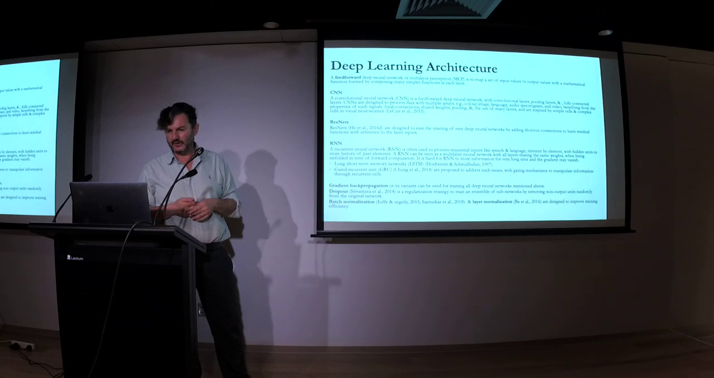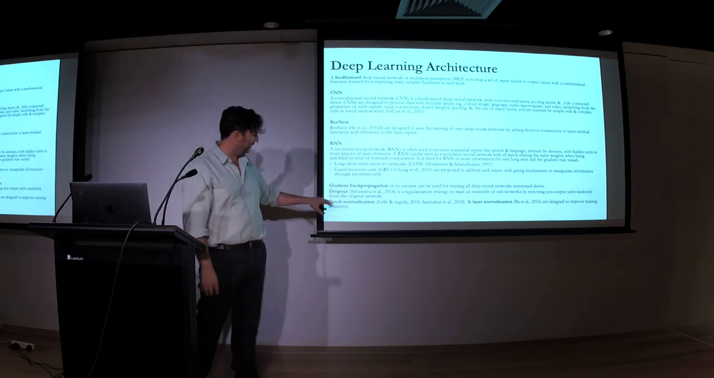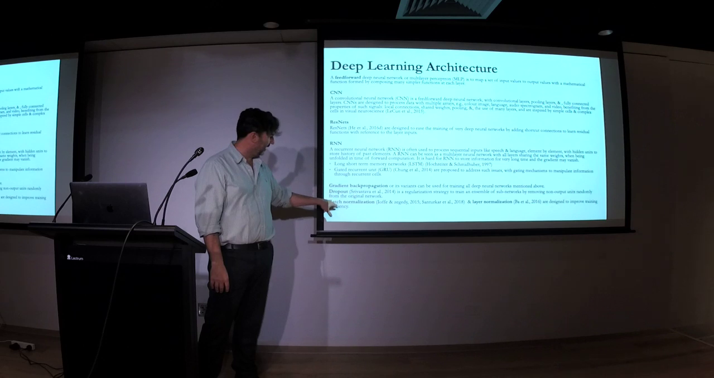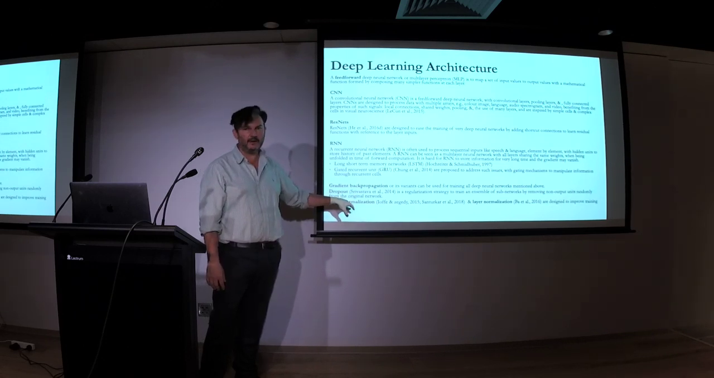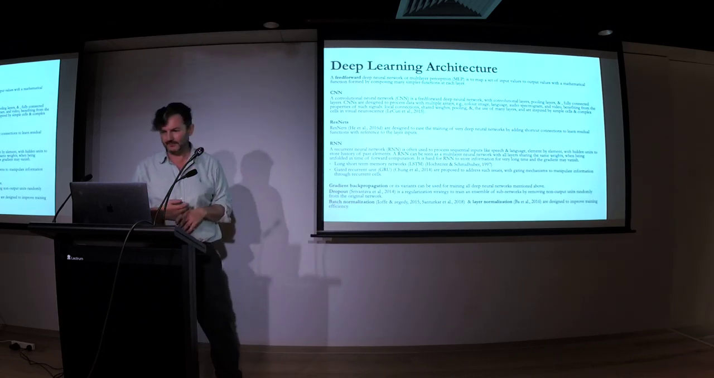It's a feed-forward deep neural network with convolutional layers, pooling layers and fully connected layers. We've got ResNets as well, and we've got RNNs, which are recurrent neural networks. The key things in that are LSTMs, long short-term memory networks, and GRUs as well, which are gated recurrent units. I reckon the key takeaway of this slide is that we've spoken about dropout, but also look at batch normalization, which I'll talk about very shortly. And if you're not using batch normalization, please do.